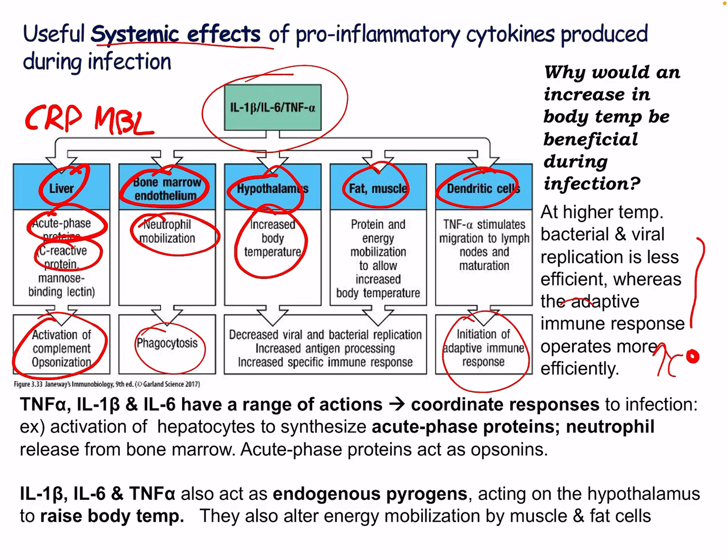So TNF-alpha, IL-1 beta, and IL-6 have a range of actions. They coordinate responses to infection. They're involved in the activation of hepatocytes, which synthesize acute phase proteins like CRP and MBL.